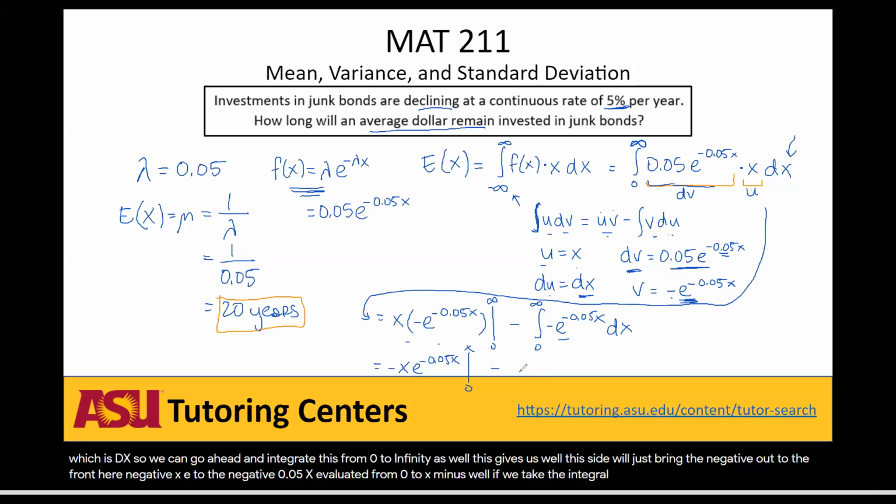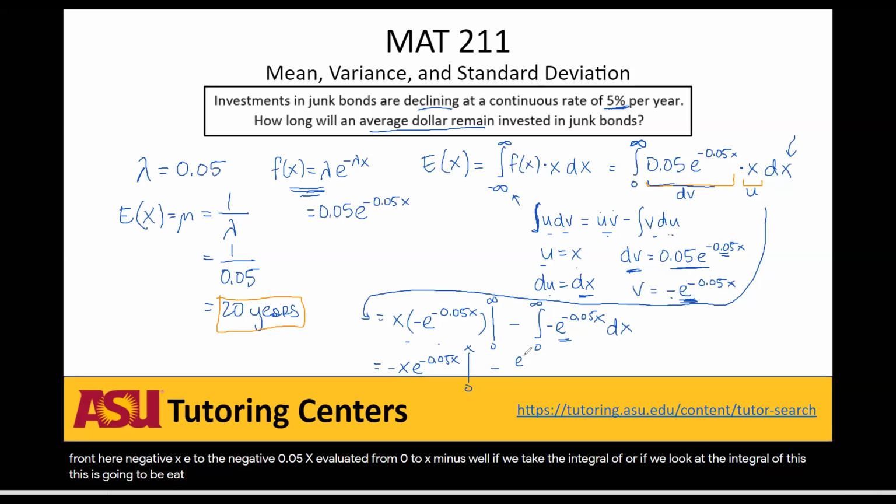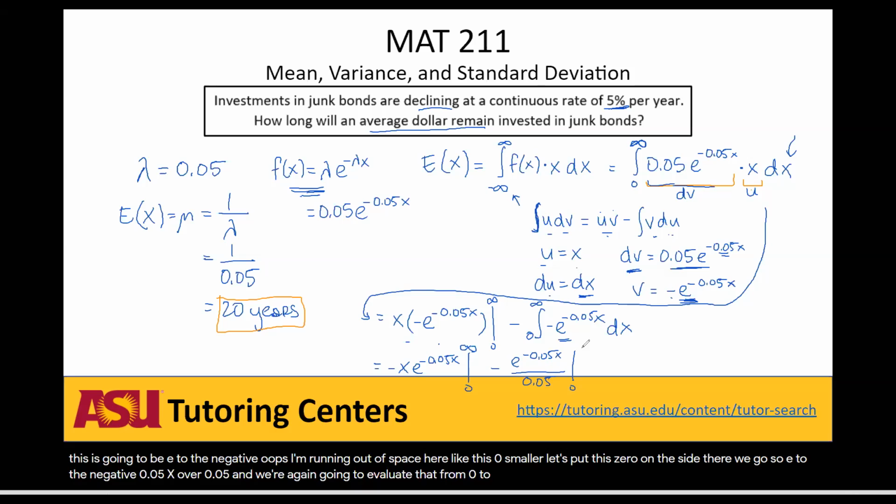well, if we look at the integral of this, it's going to be e to the negative 0.05x over 0.05. Oops, I'm running out of space here. Let's make this 0 smaller. Let's put this 0 on this side. There we go. And we're again going to evaluate that from 0 to infinity here. So we can combine these two. That's going to give us negative x.